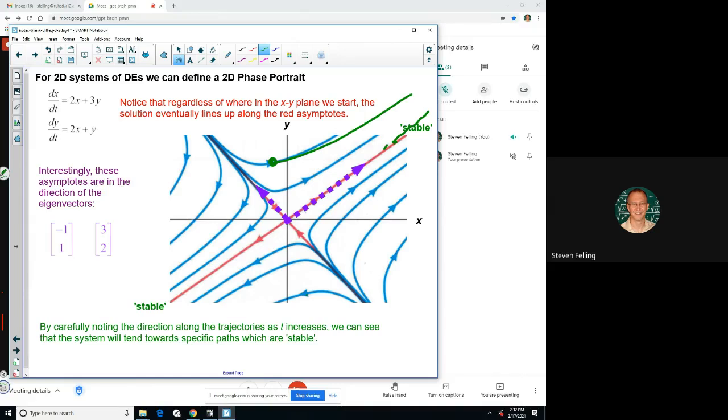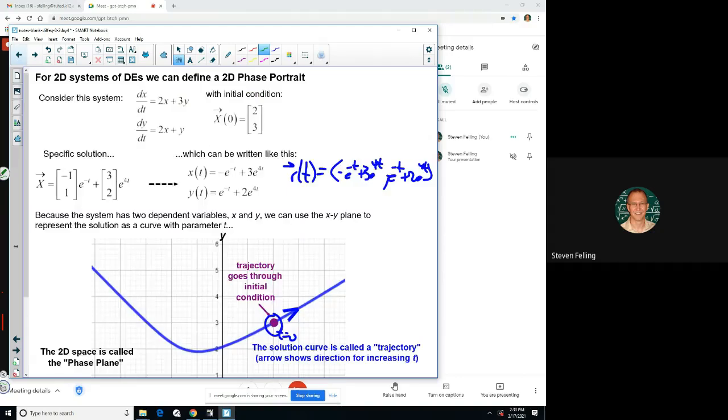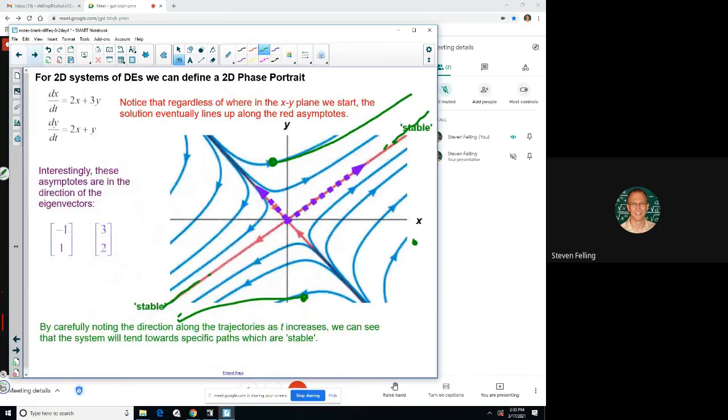On the other hand, if I start with an initial condition down here, it will eventually align itself with this stable value. And those are really the only two areas where we have stability. If we're not at those places, then we would have a system that's not stable. But eventually, as we move far away from the origin, we're going to align ourselves to one of the stable values. Now, one thing that's interesting is if you look at the eigenvectors for this system, they were (-1, 1) and (3, 2). If you plot them as vectors from the origin, they happen to be pointing in the direction of these two asymptotes, interestingly.